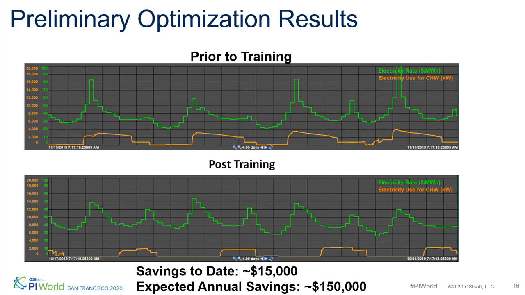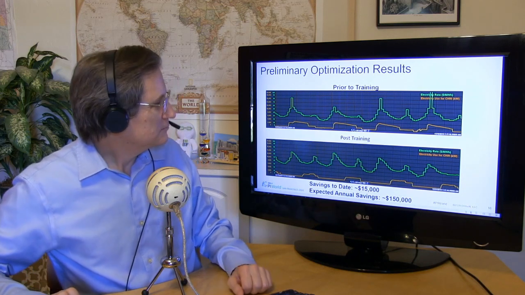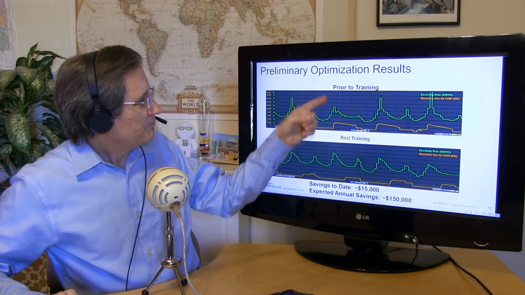The period in the top graph, prior to training, is in November of 2019, and the period in the bottom graph is in December of 2019. One is before we talked to them and one is after. You can see that, really for historical reasons, the orange line and the green line are peaking at similar times. What that basically means is that we're using our electric chillers at the same time when the price is the highest.